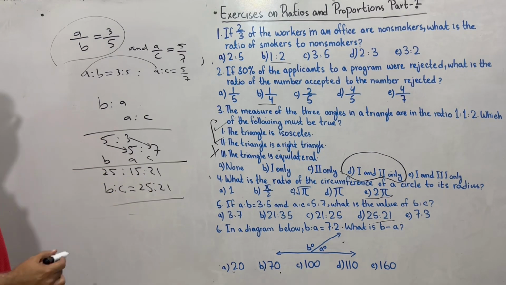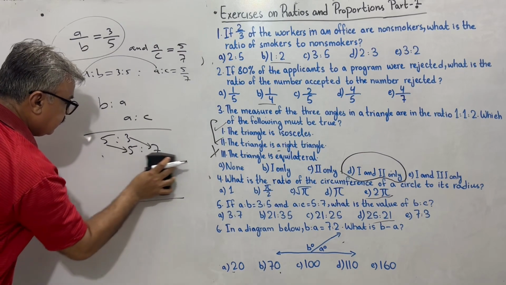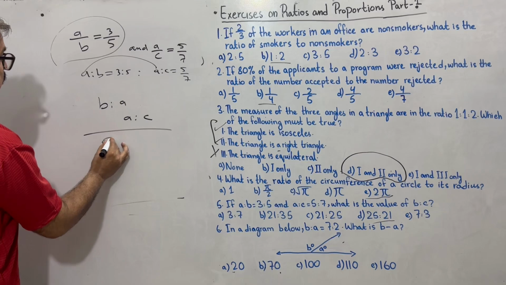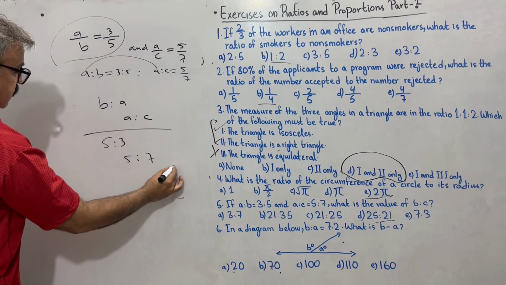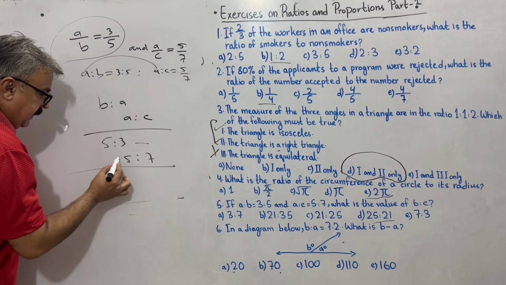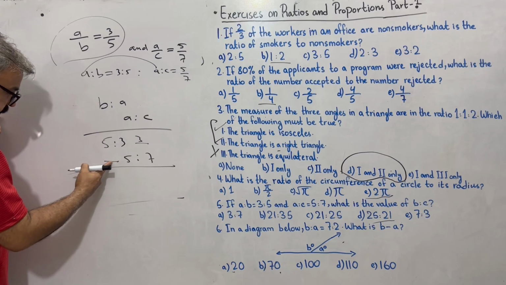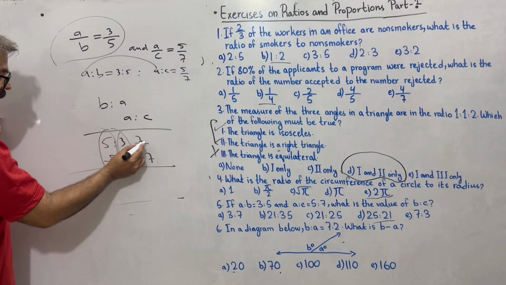Some writers attempt it in that fashion, or there is another one. How to attempt this? Just right here, I have 5:3 and 5:7. There is a blank. Fill with the nearest: 3 is nearest here, and 5 is nearest here. Multiply them. That's our B, that's our A, that's our C.